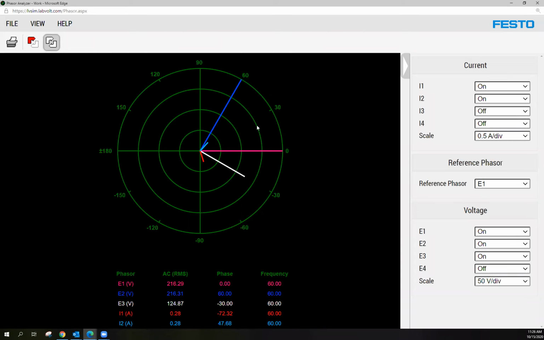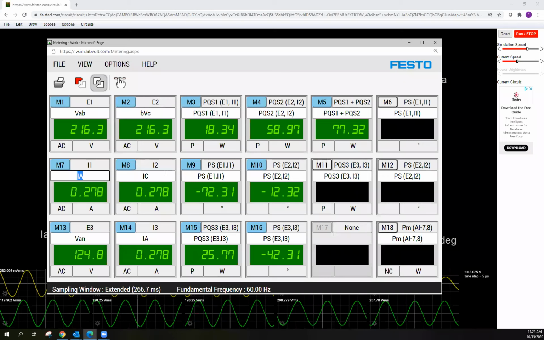That's kind of nice. And the other thing to note is look at the magnitude. The magnitude of the voltage of the VAN is √3 smaller than the line-to-line voltages. So you're seeing consistency on the phasor plot, and you're seeing consistency on the metering, right? And you can see the oscilloscope values down here. All right, this is great.